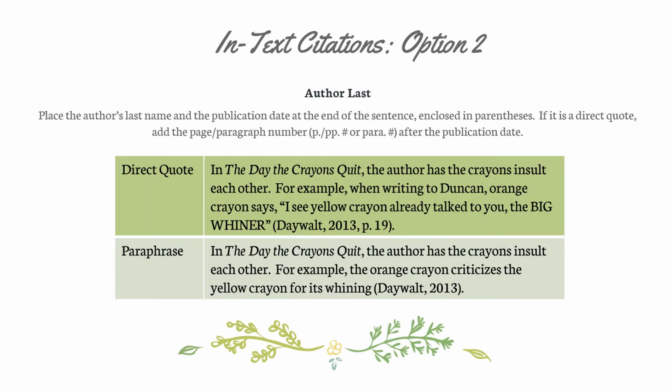Let's take a look at our second option for in-text citations. Now in this option, you're going to put the author last. So you're going to put the author's name and the publication date at the end of the sentence with parentheses around them. Again, if you're working with a direct quote, you're going to have to add the page or the paragraph number in there as well.